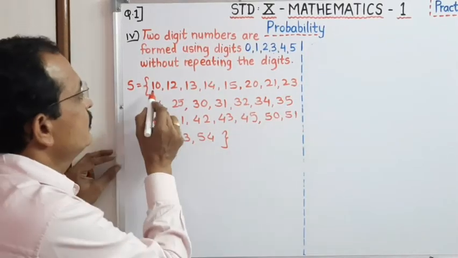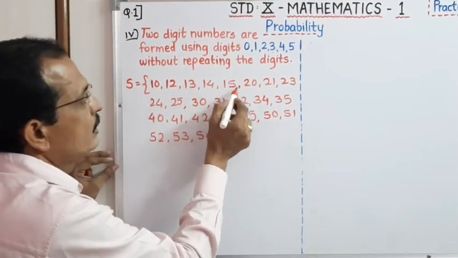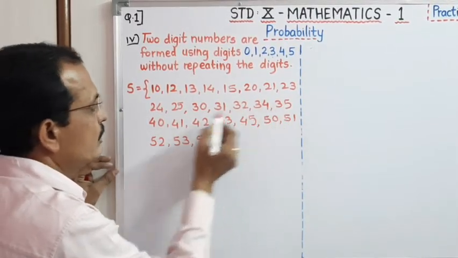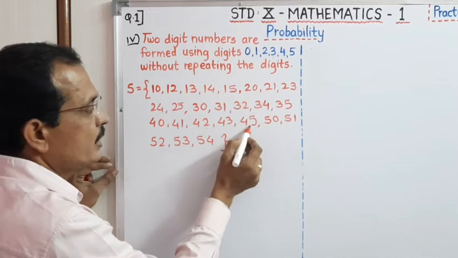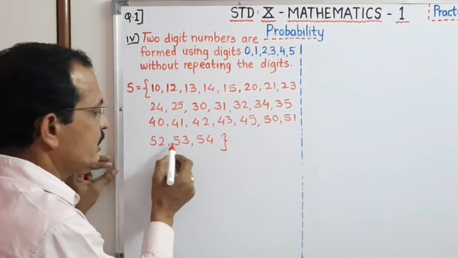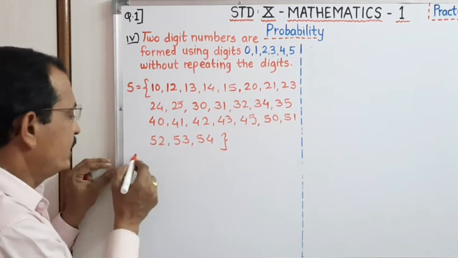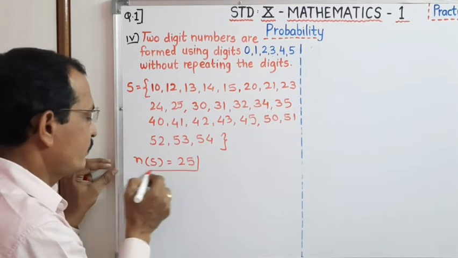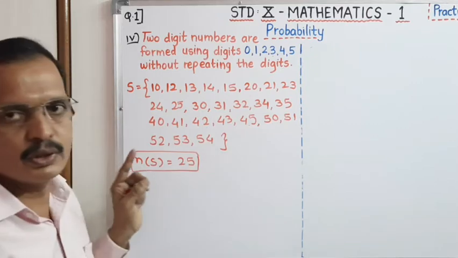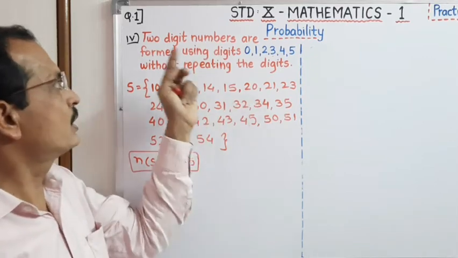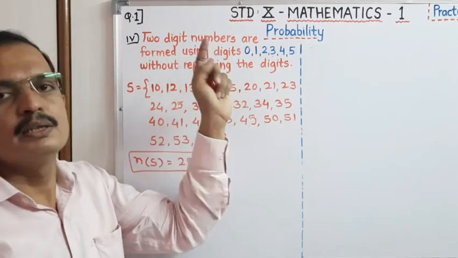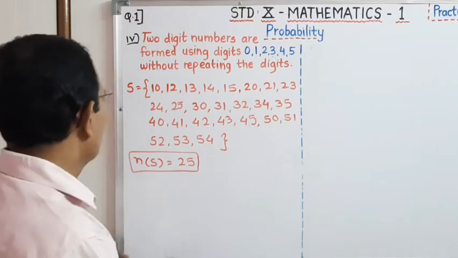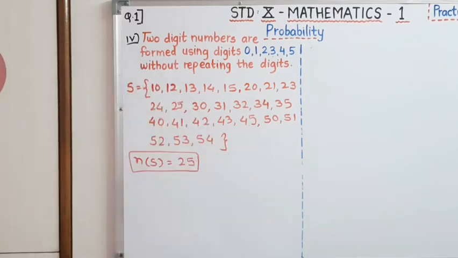Now dear students, see 1, 2, 3, 4, 5, 6, 7, 8, 9, 10, 11, 12, 13, 14, 15, 16, 17, 18, 19, 20, 21, 22, 23, 24 and 25. Therefore, the number of S is equal to 25. I think everyone understood this. 2 conditions are there. First, we have to make the 2-digit number. Second, without repeating the digits.